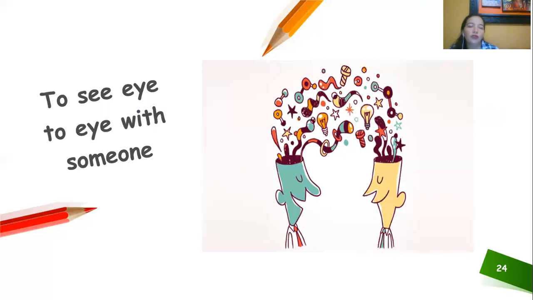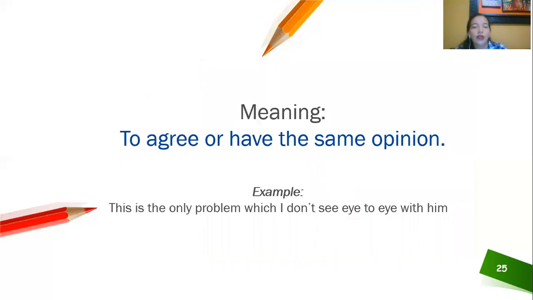The next one, to see eye to eye with someone. Well, here you have in the picture two people, and if you see, you have the same things going out of their heads. So what is to see eye to eye with someone? It's not that I'm going to glue my eye with the eye of the other person, right? It's to agree or have the same opinion. For example, this is the only problem which I don't see eye to eye with him. This is the only problem where we don't agree. That's the meaning in this case.